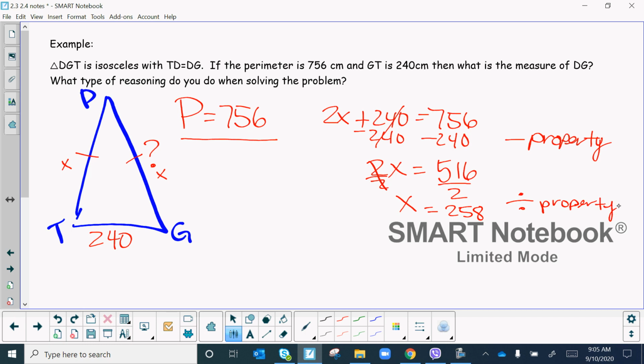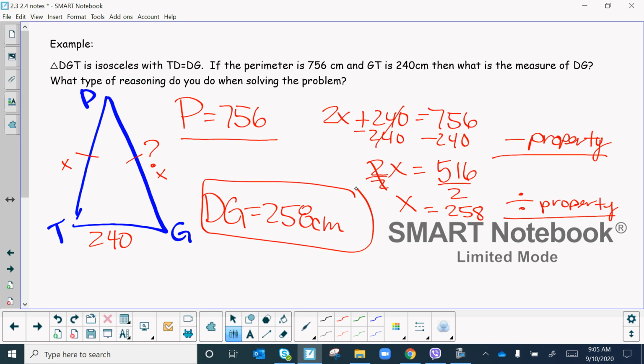So it only took 2 simple steps to have proof. I did the subtraction property, I did the division property correctly, hopefully, and therefore DG is 258 centimeters. And I have proof. When you have proof, what type of reasoning is that? That's deductive reasoning. Okay, and that's it.